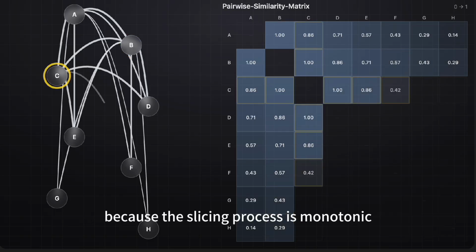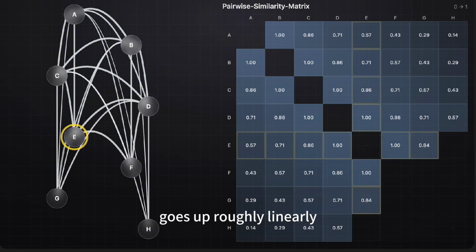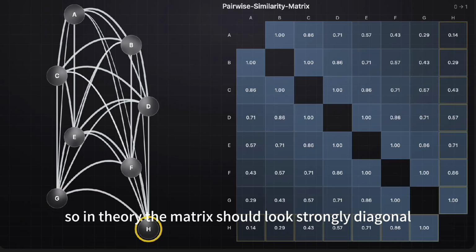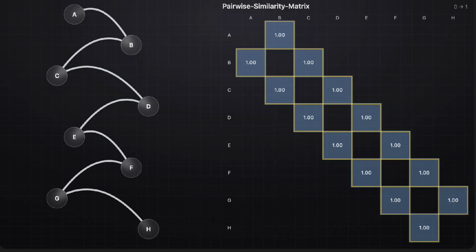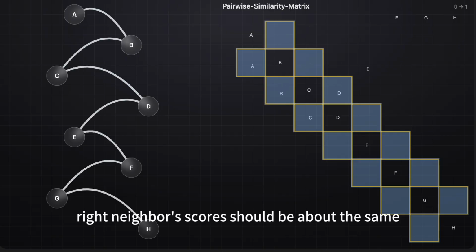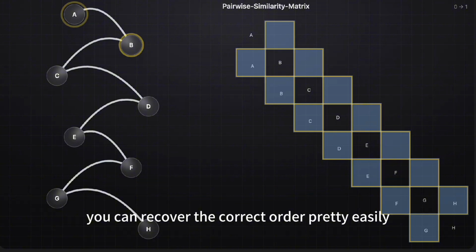Because the slicing process is monotonic, the similarity between two images goes up roughly linearly as their true distance gets smaller. So in theory, the matrix should look strongly diagonal. Each node's top scores are its true neighbors, and the left-right neighbors' scores should be about the same. From that pattern, you can recover the correct order pretty easily.